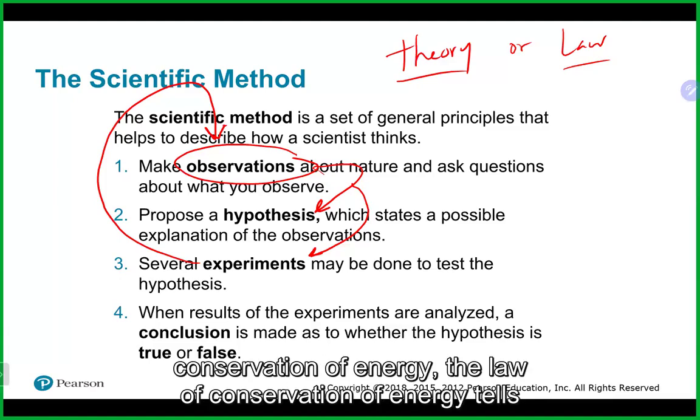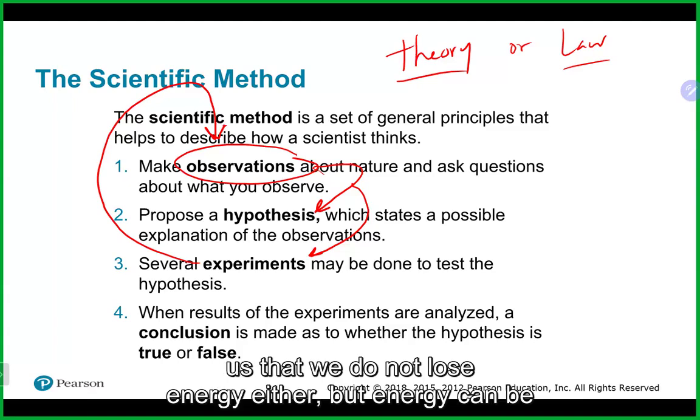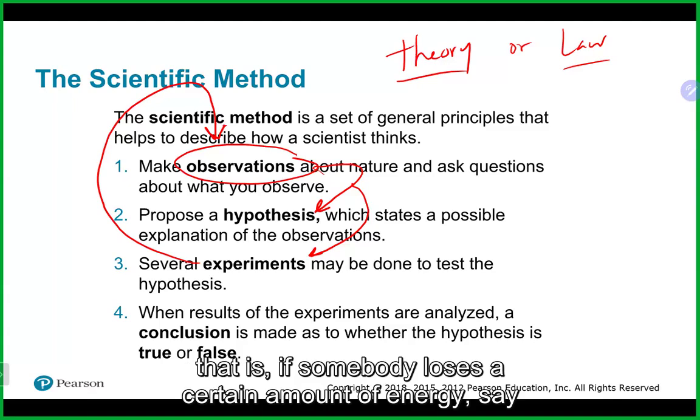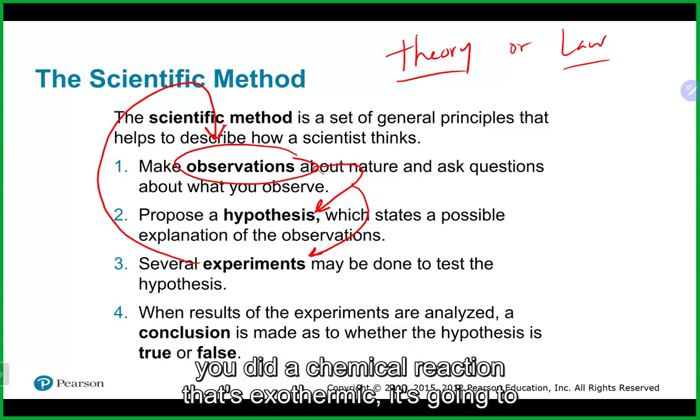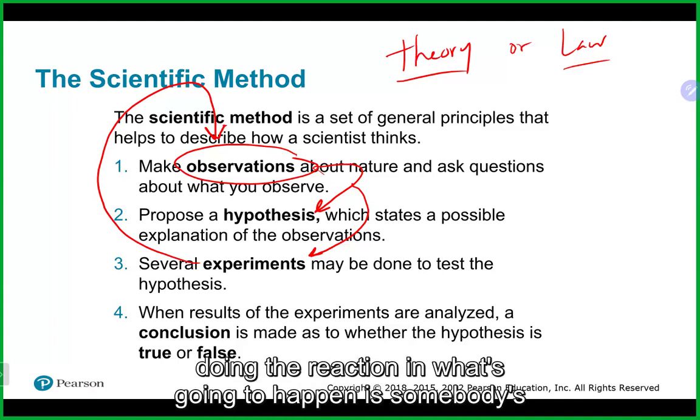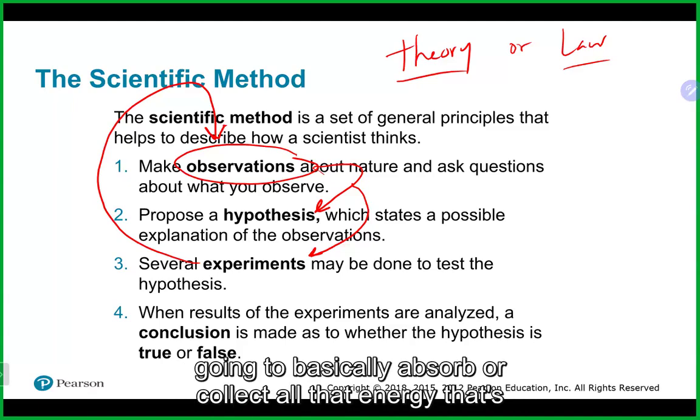Also, the law of conservation of energy. The law of conservation of energy tells us that we do not lose energy either, but energy can be transformed from one form to the next. So the idea is if somebody loses a certain amount of energy, say you did a chemical reaction that's exothermic, it's going to give off a bunch of energy from your beaker or wherever you're doing the reaction in. What's going to happen is somebody's going to absorb or collect all that energy that's being released.